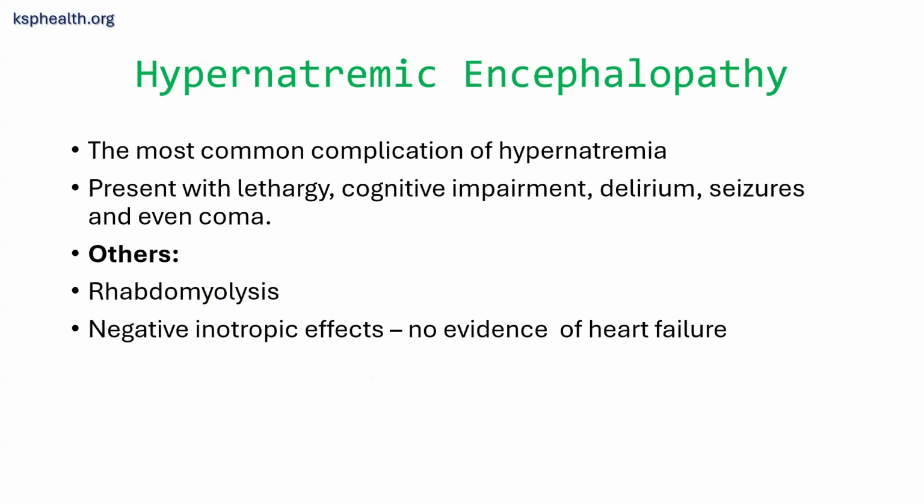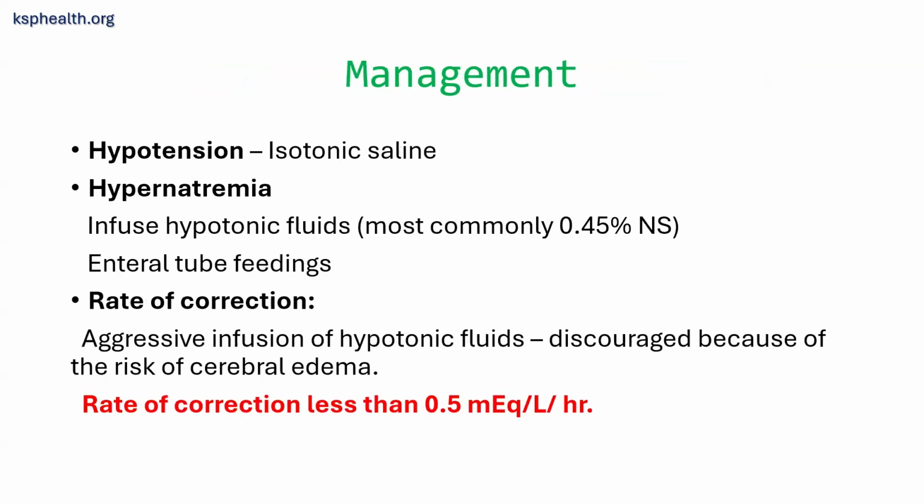The most common complication of hypernatremia is hypernatremic encephalopathy. It presents with lethargy, cognitive impairment, delirium, seizures, and even coma. Hypernatremia can also cause rhabdomyolysis, and it has negative inotropic effects. But as of now, there is no evidence of heart failure as a result of hypernatremia. So how do you manage it?